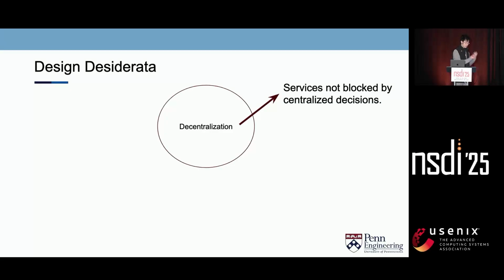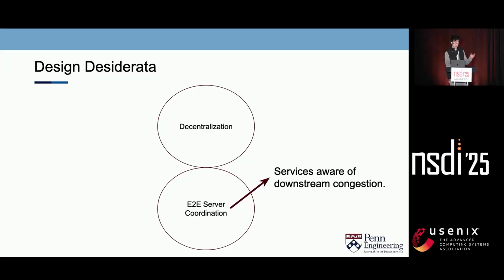Okay, from the challenges, we can derive 4 control desiderata to handle these different challenges. First is decentralization, by which I mean we don't want services to be blocked by any centralized decisions and waiting for the communication to come before taking actions. That could cause delay. And second is end-to-end server-side coordination. When we take actions to control the overload, we want services to be aware of the congestion level of the downstream services, because at the end, they need to collaboratively serve the request.